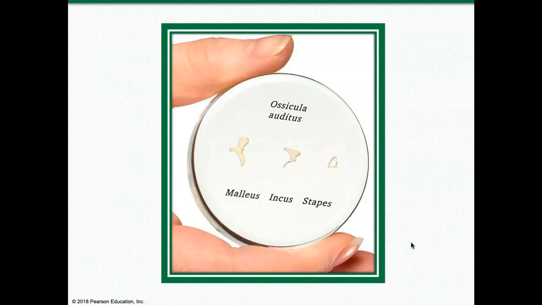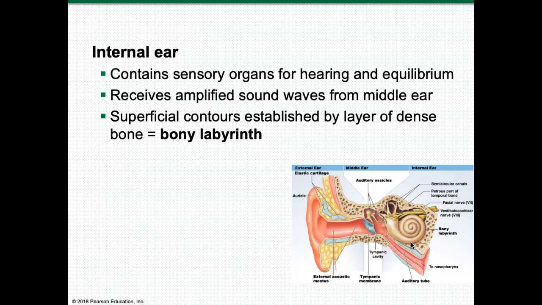Here are the three auditory ossicles. An ossicle is a bone. They are called the malleus, the incus, and the stapes. Remember them in that order. The internal ear contains sensory organs for both hearing and equilibrium. It receives amplified sound waves from the middle ear, and it consists of this bony, snail-shaped object here called the bony labyrinth.